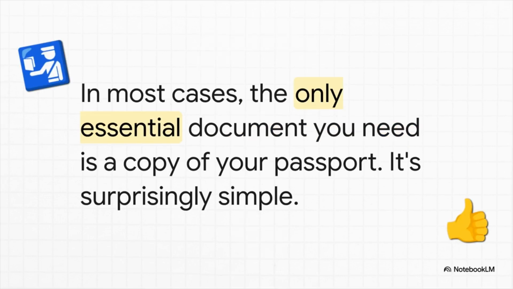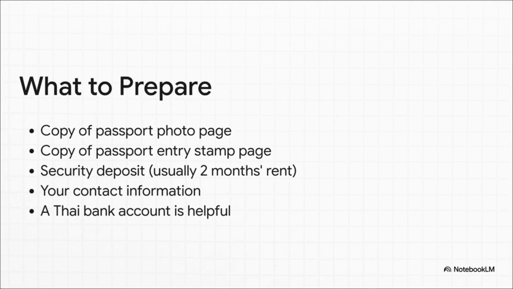In almost every single case, the only thing you actually need to rent an apartment is a copy of your passport. That's it. No credit checks, no letters of employment, no bank statements, just your passport. It's amazing. So when you go to sign the contract, here's your simple little checklist.